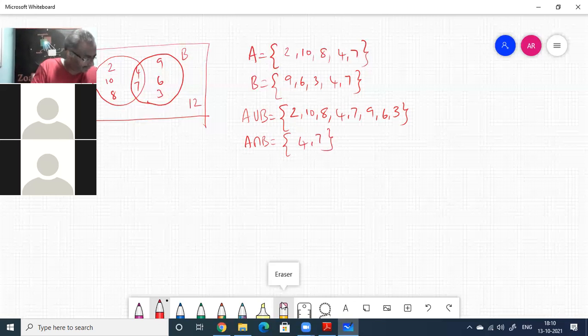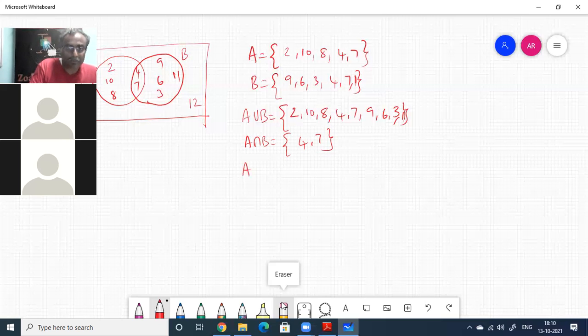Uncle, you have missed to write the 11 in the diagram. Oh, 11? That means B is having 11. Now A union B will also have 11. Okay, very good. Thank you for pointing out. Then A intersection B finished.